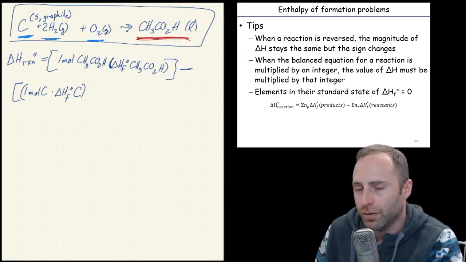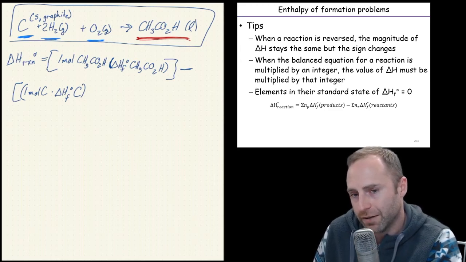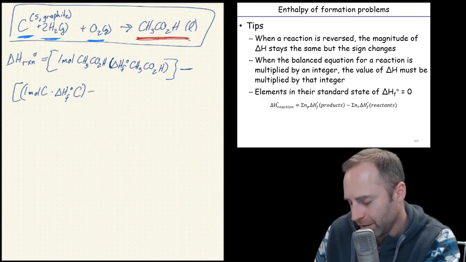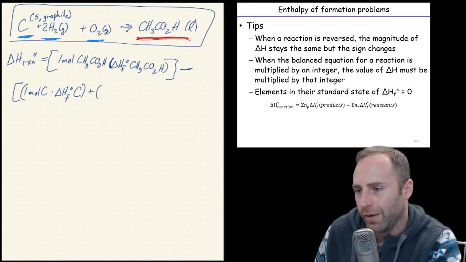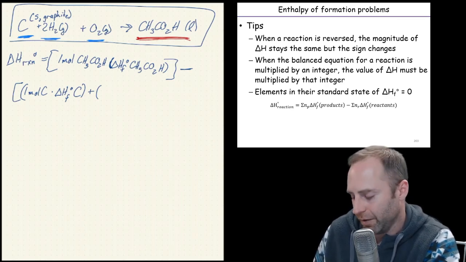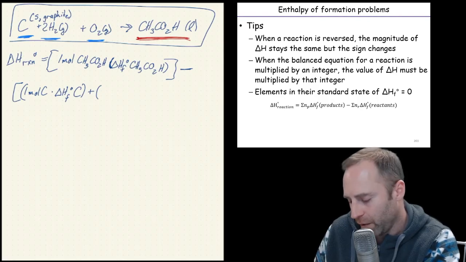What do we do with the rest of our reactants? Add them. Do the same thing, but then add all of the little sections of it together. That's right. Now we're going to do the same thing for every single other one of our reactants. So our next reactant was our hydrogen. So how many moles of hydrogen do we have? Two. 2 moles of hydrogen, that's right.